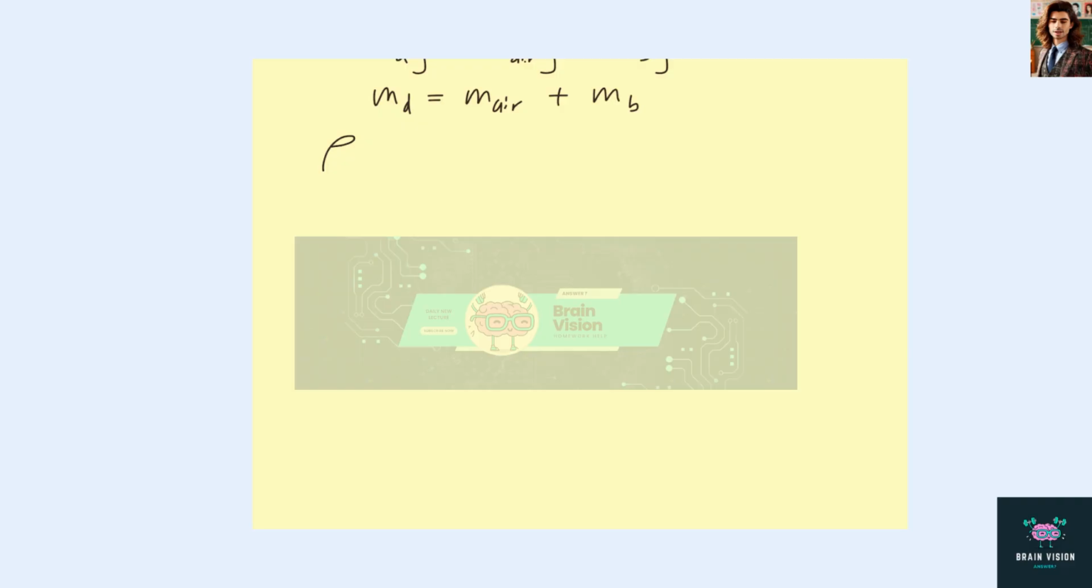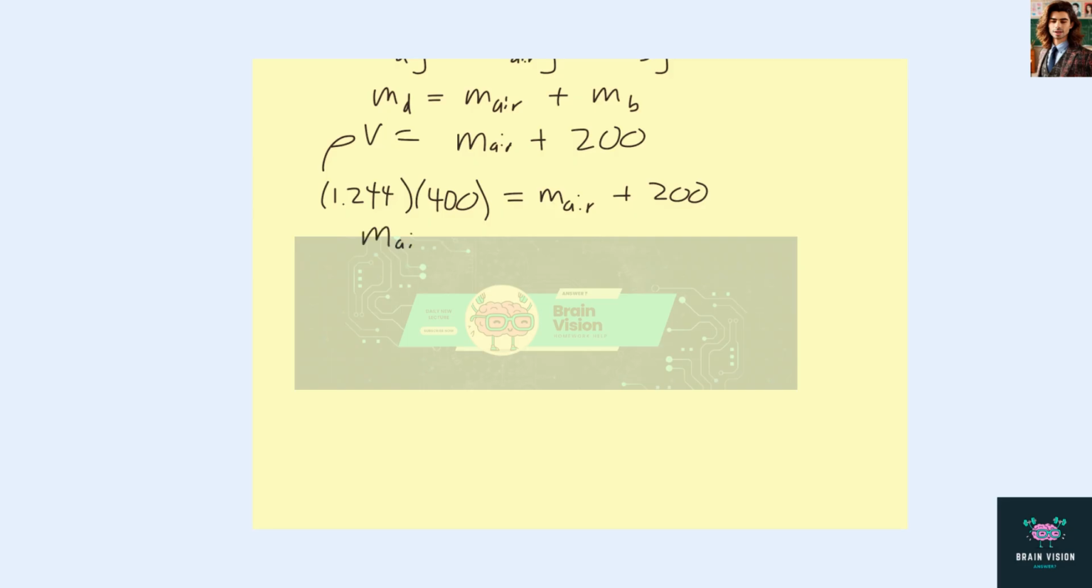So this is going to just be density of the hot air times volume is equal to m air, that's kind of what we want, plus m balloon, which is given to us as 200 kilograms. We also have these values for density and volume. Density of hot air is 1.244 kilograms per meter cubed. The volume is 400 meters cubed. That's, of course, equal to the mass of the air plus 200. Solve this for mass of air, and you should find that it's equal to about 298 kilograms.